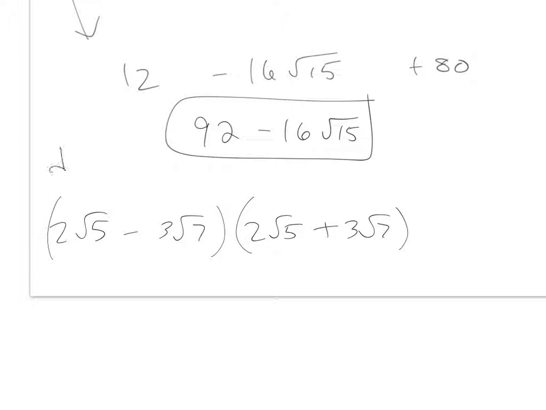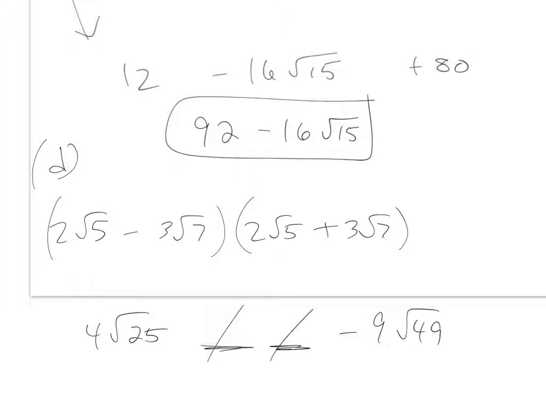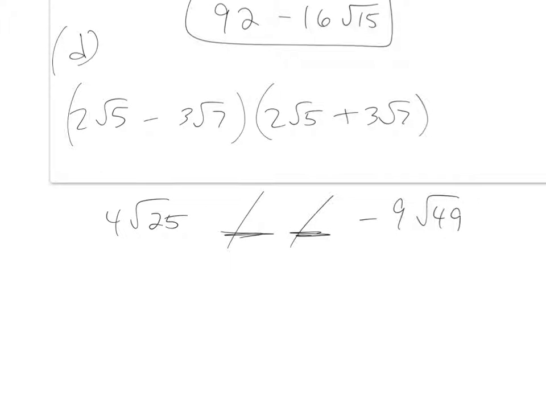Okay, so here's our problem for part D. As a result, when I multiply the first part of FOIL, I get 4 root 25. When I multiply the last part, I get negative 9 root 49. The inner goes here, and the outer goes here, but what happens to them again? They cancel with one another. So this is what I'm left with: 4 times 5 minus 9 times 7.